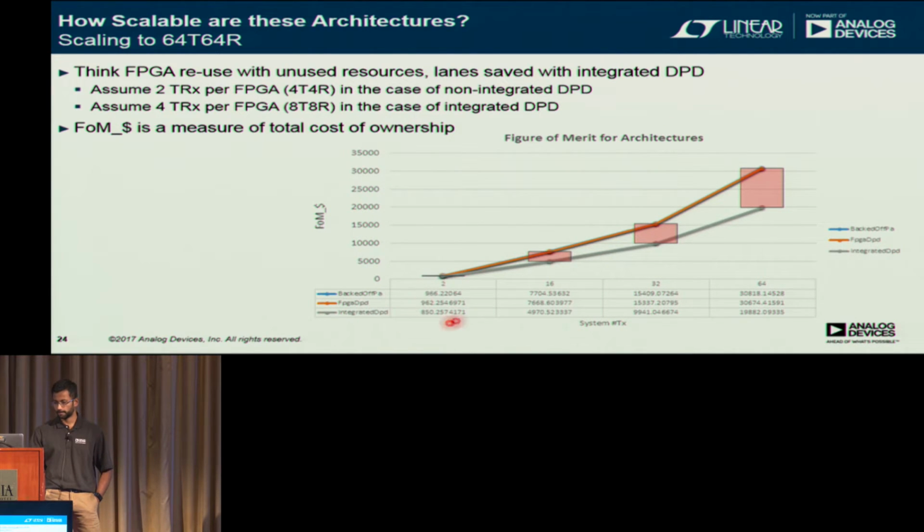So you can see that, probably you can see, even I can't see it. The integrated DPD is like $850 over 2 years total, whereas the backed off solution is $966 and the FPGA is like $962. These are still estimates, but good estimates based on whatever I could find on the internet.